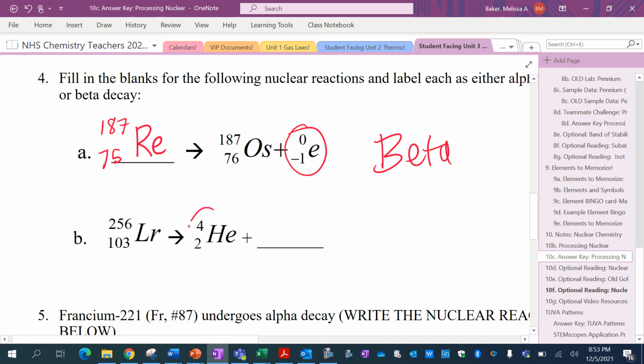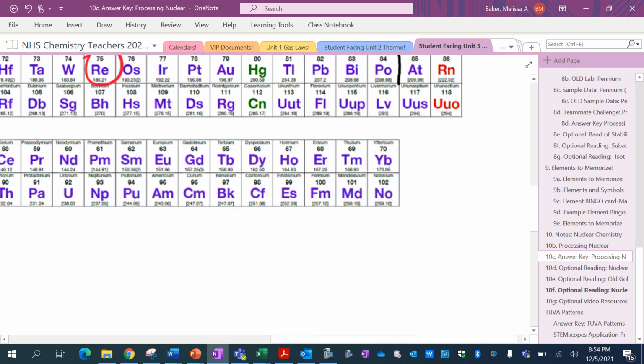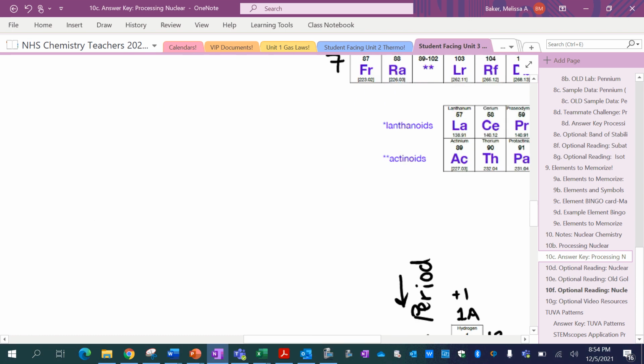This one, I see the size of a helium nucleus chunking off. So this is alpha decay, and I want to do some subtraction here. 256 minus 4 is 252. 103 minus 2 is 101, and element 101 is Md.